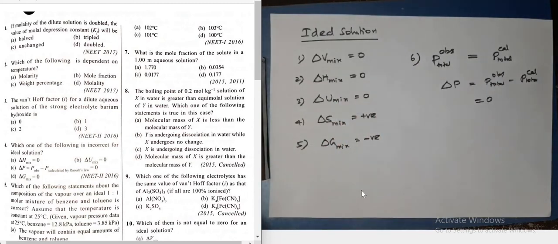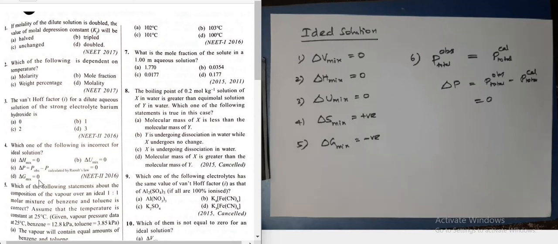Keep this in mind. Now just go through the options again. Which one of the following is incorrect? We have to find out the incorrect option. Option A, delta H mixing is 0. Yes, that is correct. Option B, delta U mixing is 0. That is also correct. Delta P, observed total pressure minus calculated pressure. Yes, these two are equal, so it should be 0. Yes, that is also correct. Delta G mixing is given as 0.